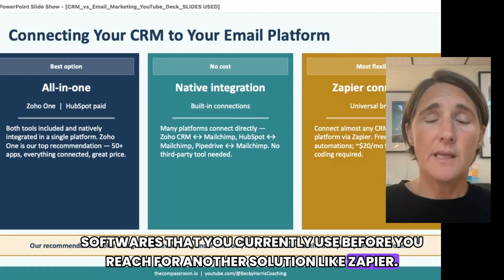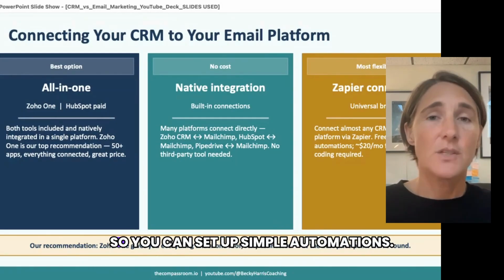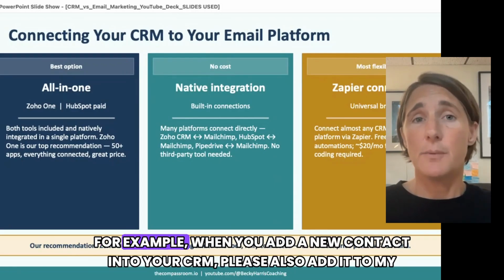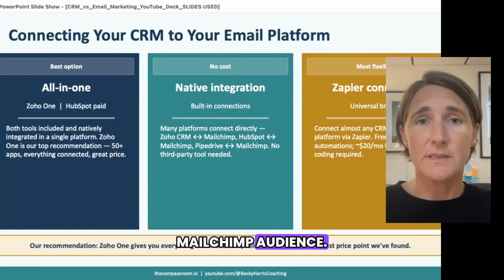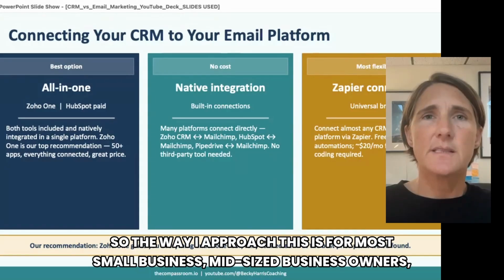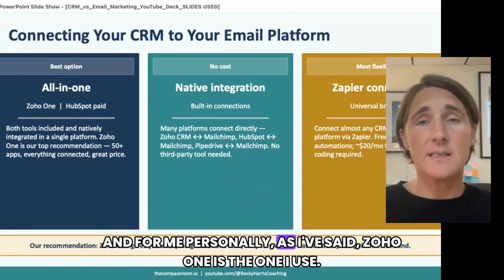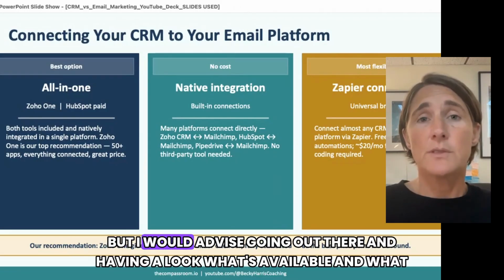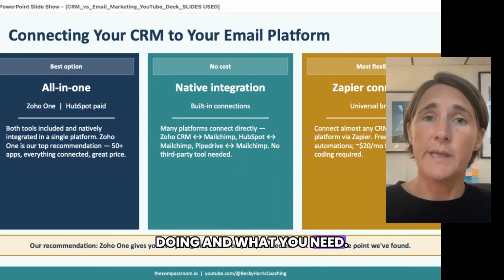Option three is using Zapier, which is a universal connector that can bridge almost any two tools. It's amazing. You can set up simple automations. For example, when you add a new contact into your CRM, please also add it to my Mailchimp audience. The way I approach this is, for most small business and mid-sized business owners, it's actually great to have an all-in-one solution. And for me personally, Zoho One is the one I use, but I would advise going out there and having a look at what's available, what fits your budget, and also the other aspects of the business, what you're doing and what you need.